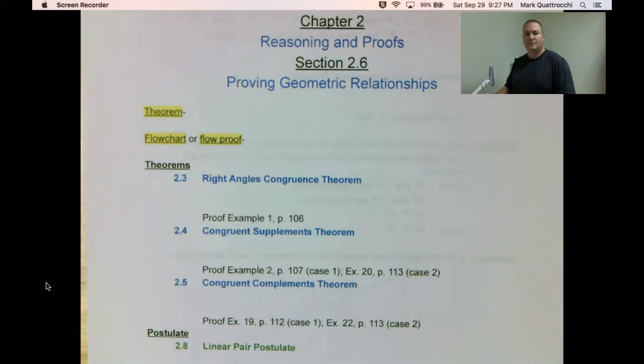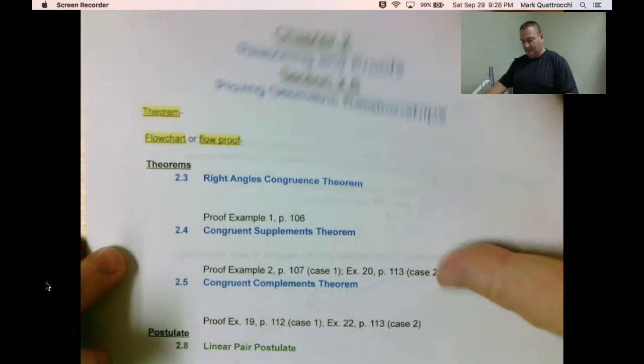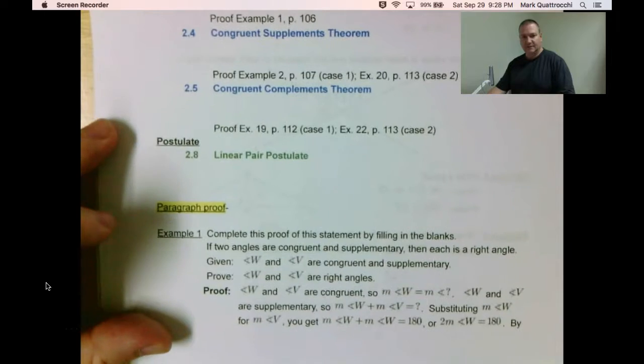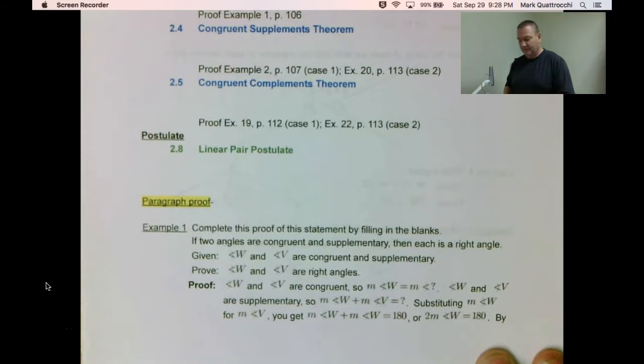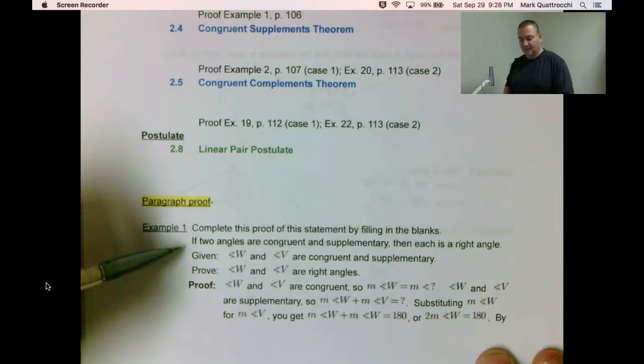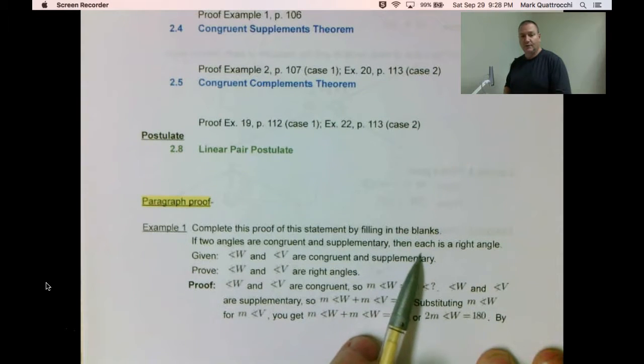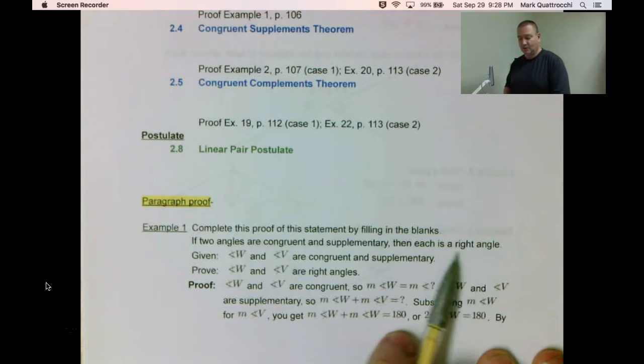Hello everyone. Chapter 2, Reasoning and Proofs, Section 2.6, Proving Geometric Relationships. We're going to complete this paragraph proof by filling in the blanks. So if two angles are congruent and supplementary, then each is a right angle. That's the statement that we're going to be proving. Whenever we prove a conditional if-then statement, what we're trying to prove is the conclusion here.